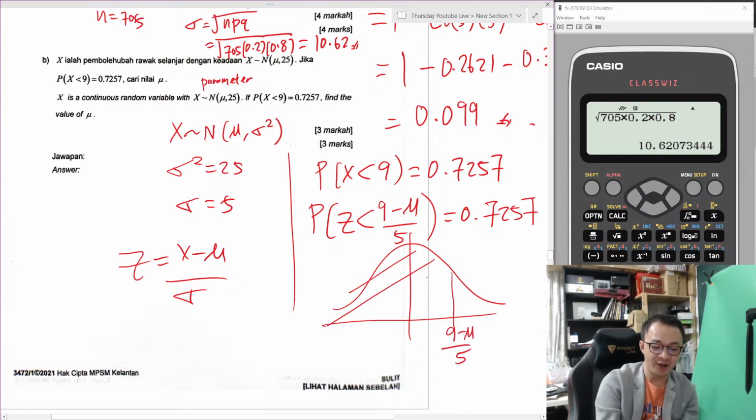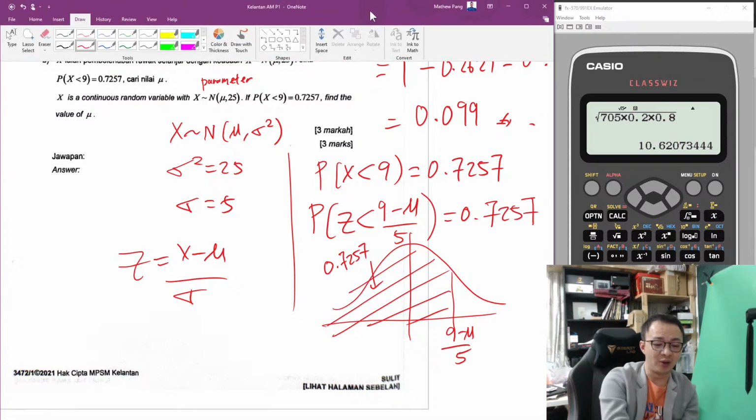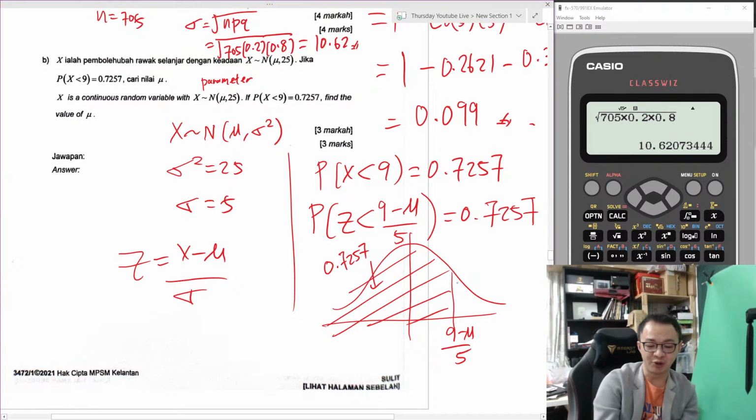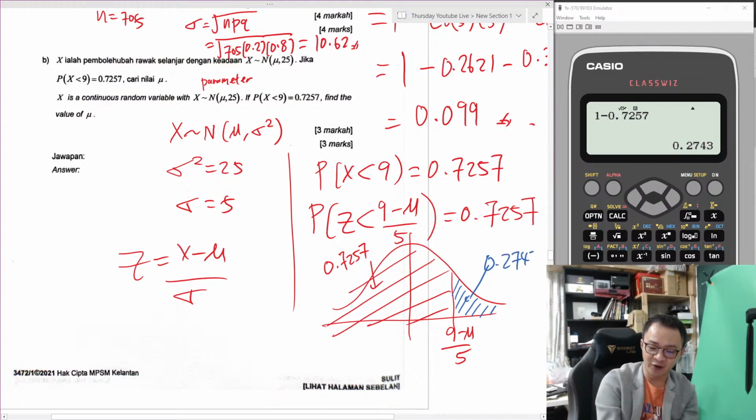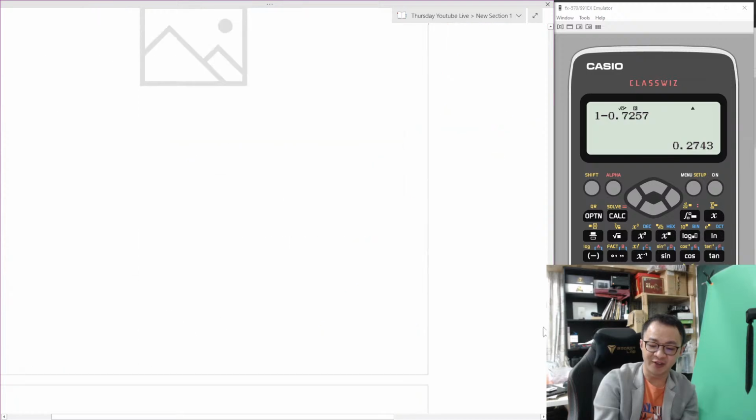So this area here is 0.7257. If I do not want to use the calculator, or some students do not have a calculator, how you do it is you need to find this blue color area, which is 1 minus 0.7257. So we have this area is 0.2743. Then you need to go to the z value table to find this value.